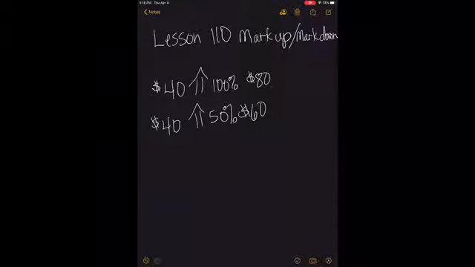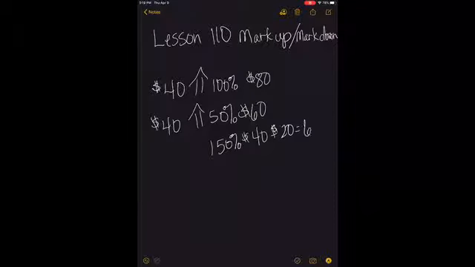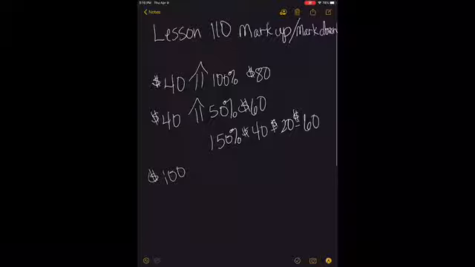Okay, but he actually marked them up 150%, so 150% is going to be the $40, that's the 100% markup, plus the $20, that's the 50%, so a total of $60 markup. So what does that mean that each dress costs? Well, each dress is going to cost $100.